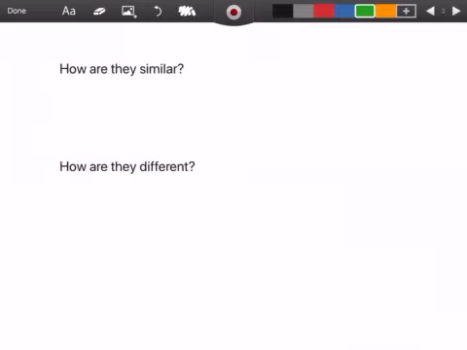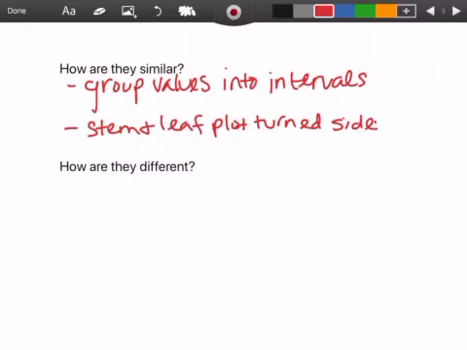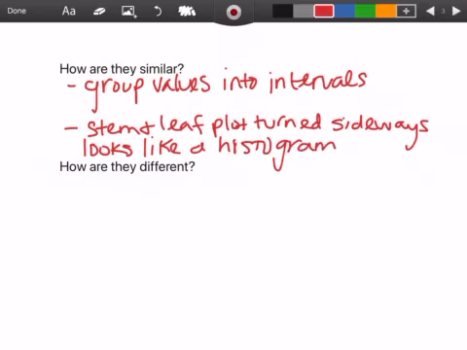The last thing I want to talk about is how these two things are similar and how they're different. So they're similar in that they group the values into intervals. So they both do that. We have stems, and then we have intervals in the histogram. Also, if you turn a stem and leaf plot sideways, it looks just like a histogram. It kind of looks like the bars sticking up where the leaves are.